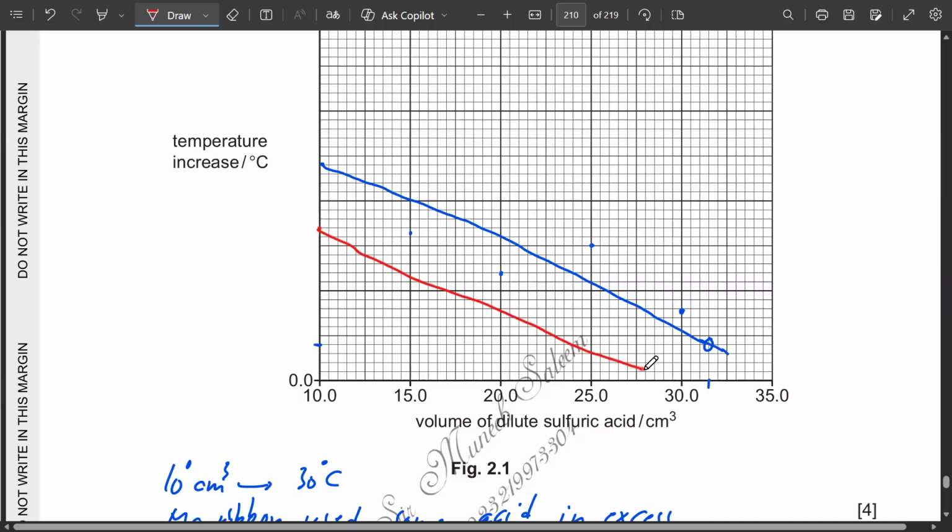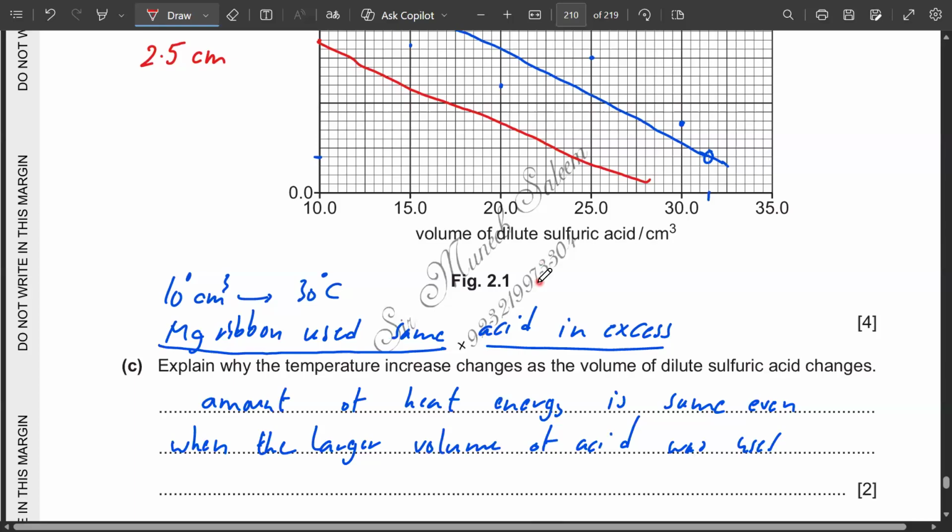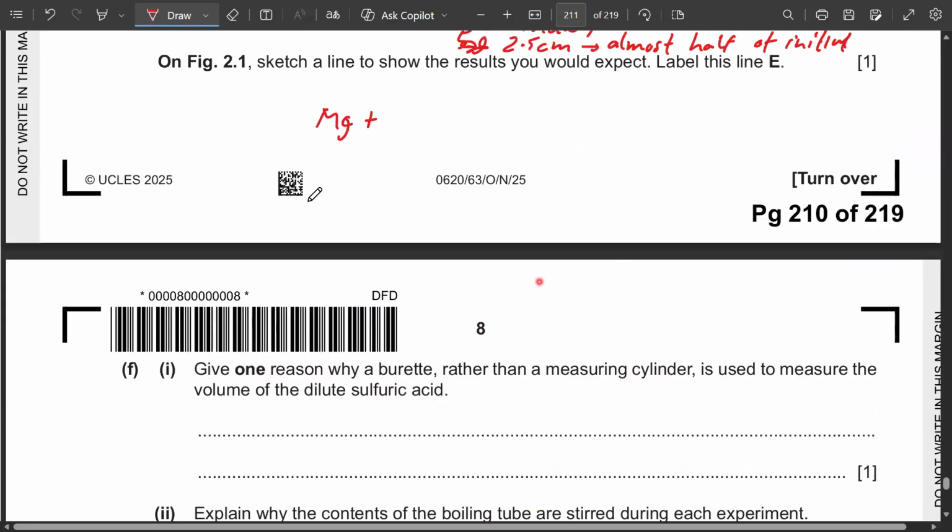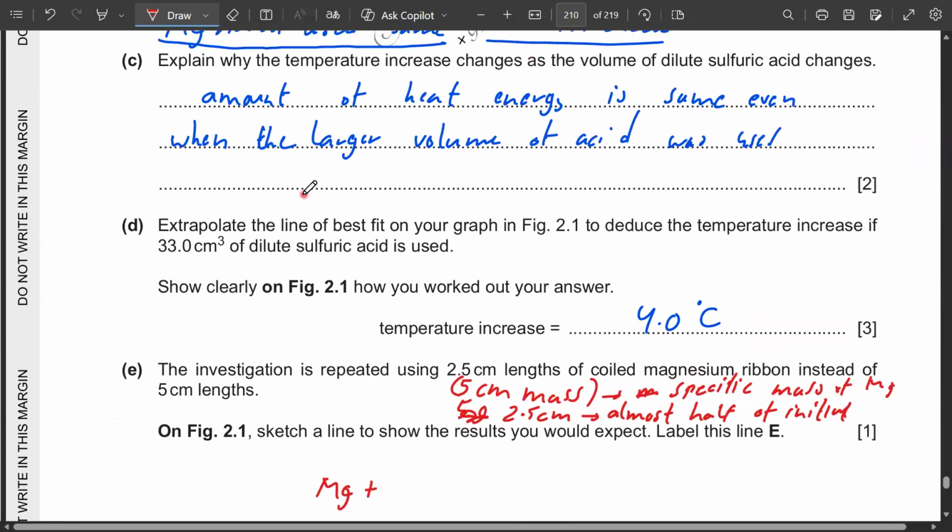However, do not drop it to the 0 degree because the mass is not 0 gram. This 2.5 centimeter would have some specified amount of the mass, so the temperature release will be there. It will not be 0. So keep it above the axis of x. Keep it above the 0 degree. So this is okay, and then you have to label E.